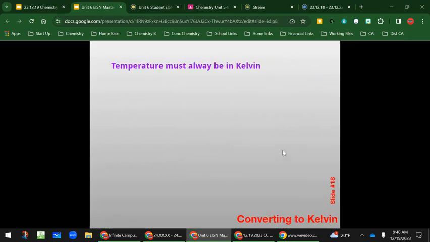First of all, temperature has to always be in kelvins. You cannot do a problem if temperature is not in Kelvin. Now, some problems will not involve temperature. If it's not part of the gas law, you don't have to worry about it. But if it is, we have to put it into Kelvin. Now, easy to get into Kelvin, though, ladies and gentlemen.